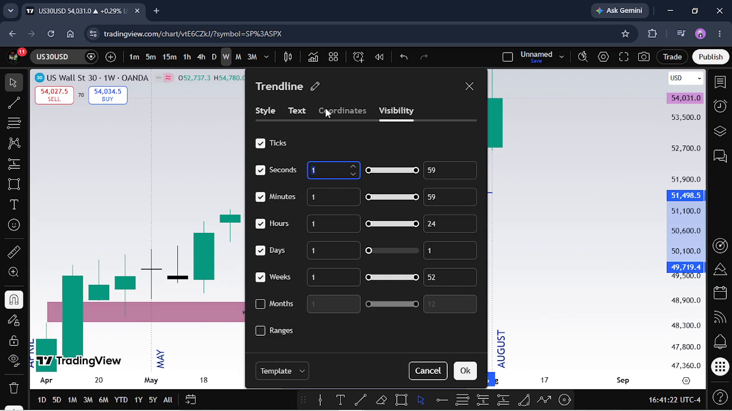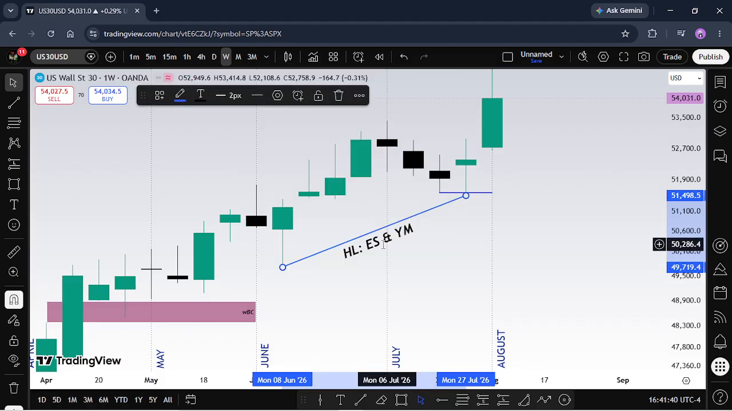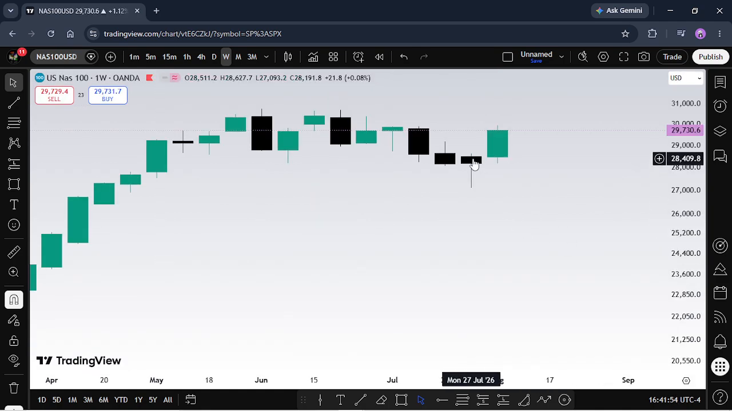And then this higher low. Then put that ES and YM. Put it in the center here. So those took the low of July. So by the last week of July, it took the low of July. Okay, let's see what happened there. It formed the low of July.